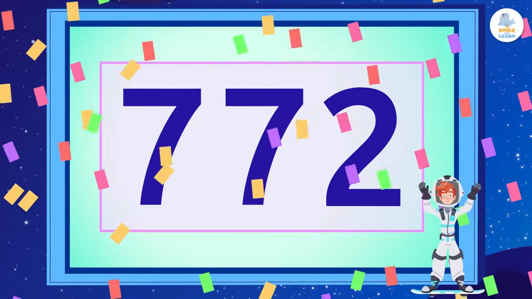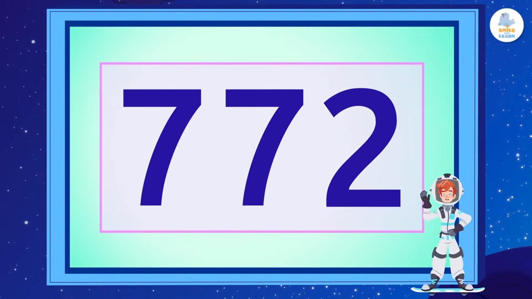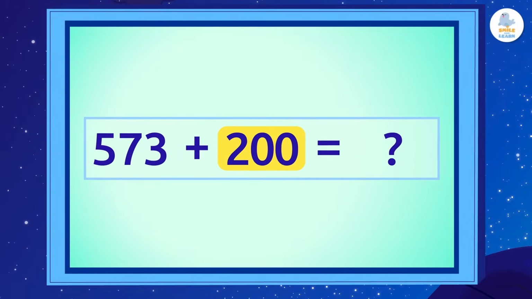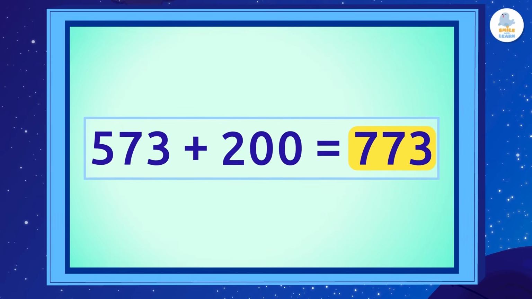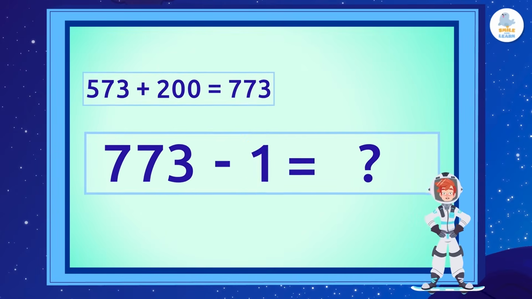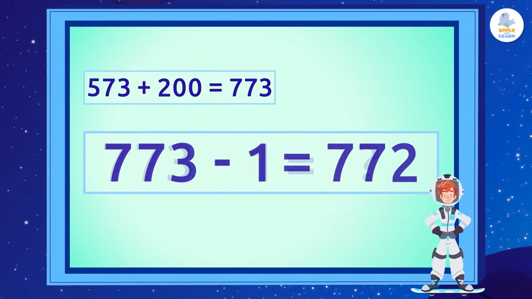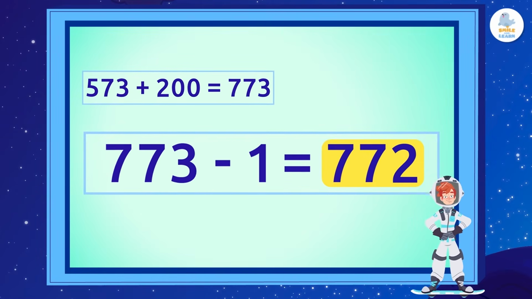Very good. 772. First we add 200 plus 573, which is 773. Then we subtract 1 and get 772.